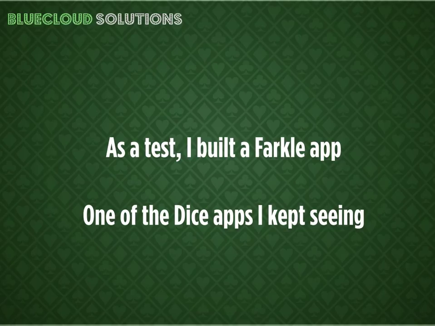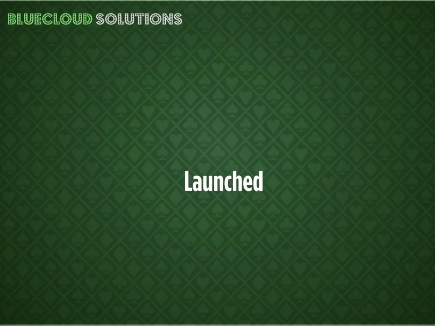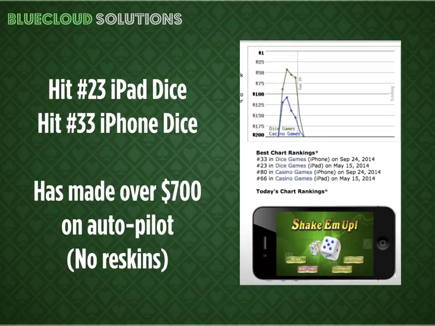Talk is cheap, so I'm going to go and see if I could do this, because I kept seeing in the dice category these Farkle apps that would pop up here and there, and it looked relatively easy to build. And I said, all right, well, why don't I build this and do it the right way and make it really nice and make it really good. And so I launched the thing. And I launched it, and I did absolutely no marketing, nothing. And it went up to number 23 for the iPad in the dice category, number 33 in the iPhone for dice. And it's made over $700 on autopilot.